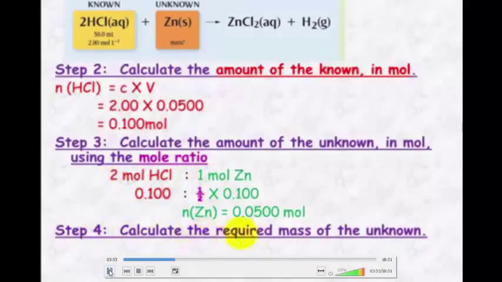Step 4, calculate the required mass of the unknown. So, mass of zinc will equal the number of mole times the molar mass, which equals 0.05, which we just got from up here, times 65.4, which is the molar mass of zinc, which equals 3.27 grams.